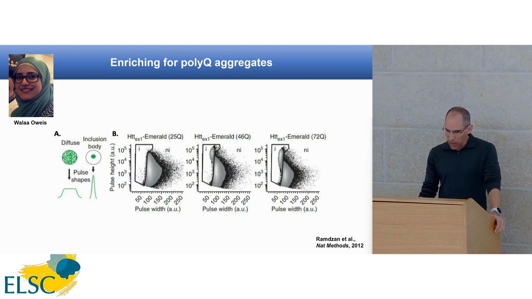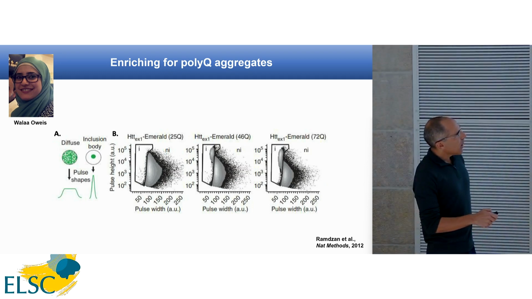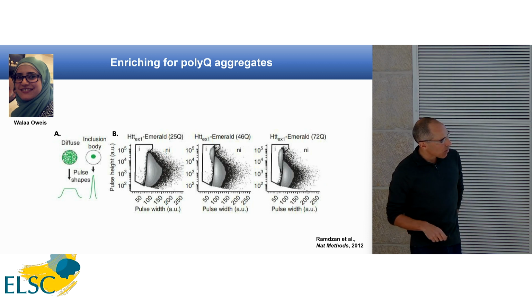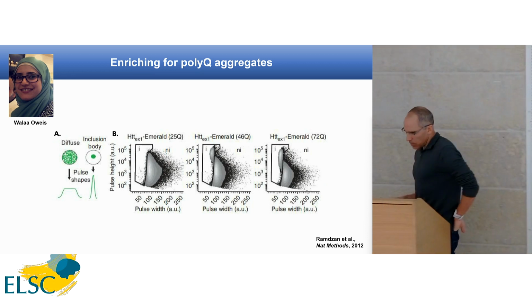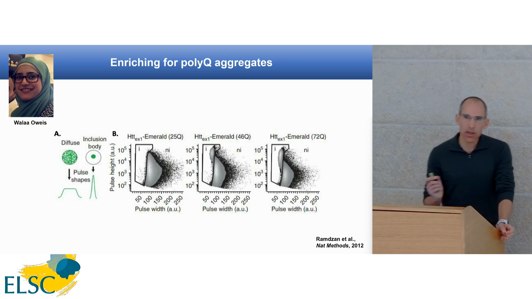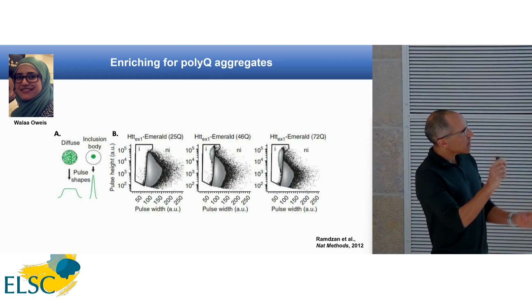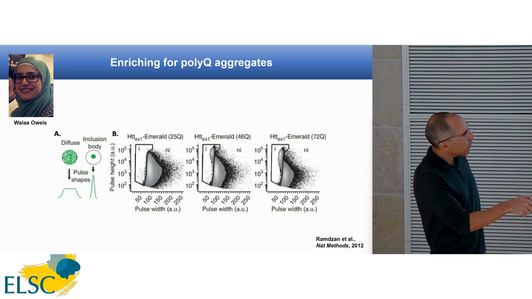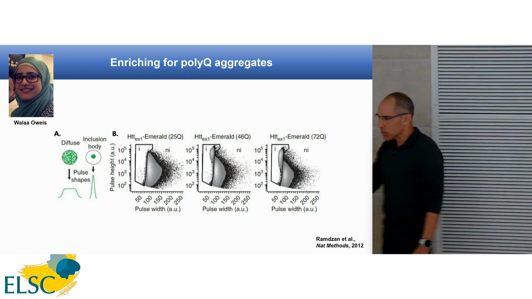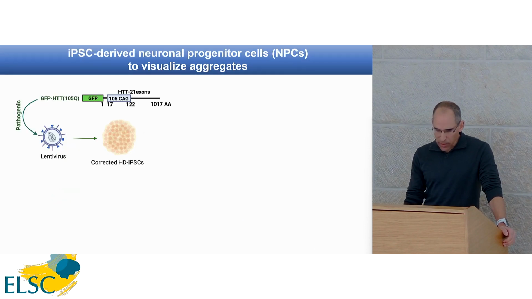And when Wala started working on this problem, she found this paper that was published now more than 10 years ago from a group in Australia, where they basically tweaked the parameters of the FACS in order to find this population. It could be a rare population, but you can enrich for this population that have inclusion bodies or aggregates or whatnot. So we tried to apply that.